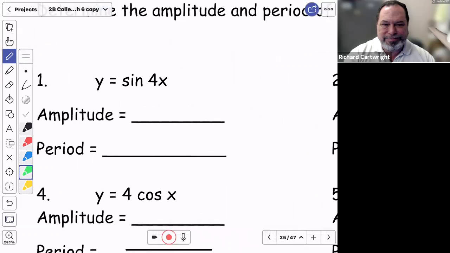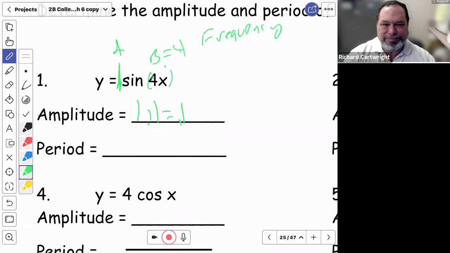It's different because the A is still a one. That means your amplitude is the absolute value of one, which is a one. Doesn't matter if it was negative, it'd still be the same amplitude. It doesn't matter if it goes up or down, it's still the same. Now the B number, there's a B number here. My B is a 4. That's my frequency.